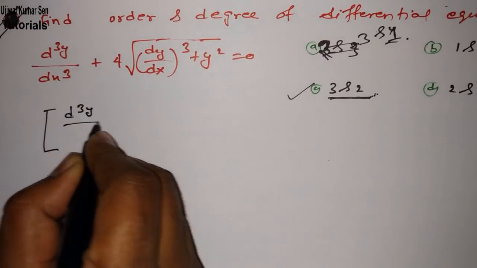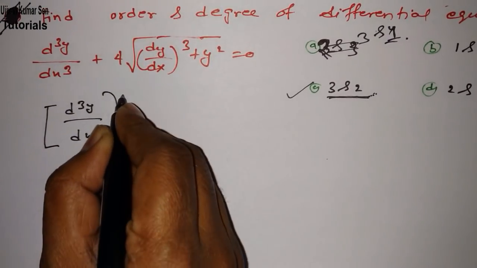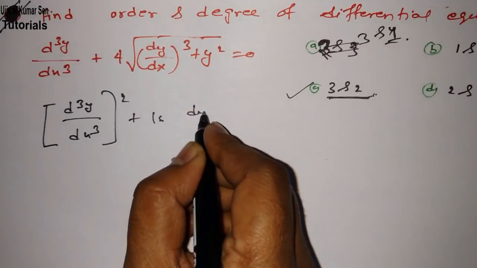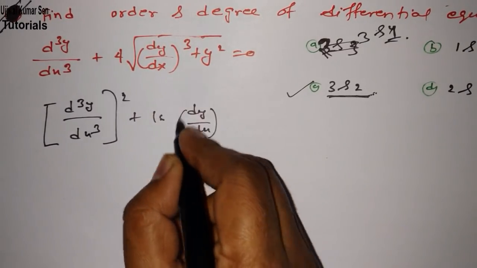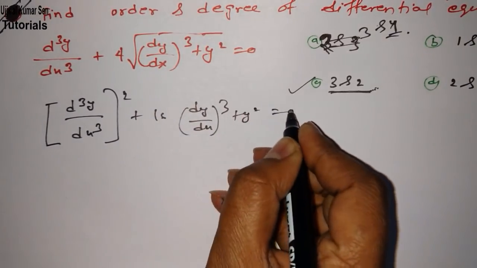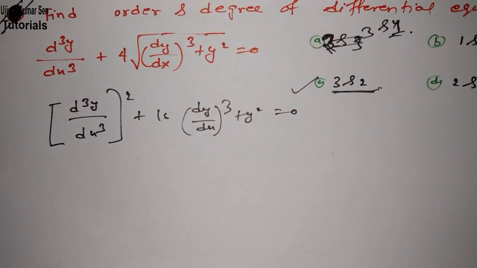If you wanted to remove it, square both the sides. So 16 (dy/dx)^3 plus y^2 is equal to 0. Now we can find out the order and degree of this equation.